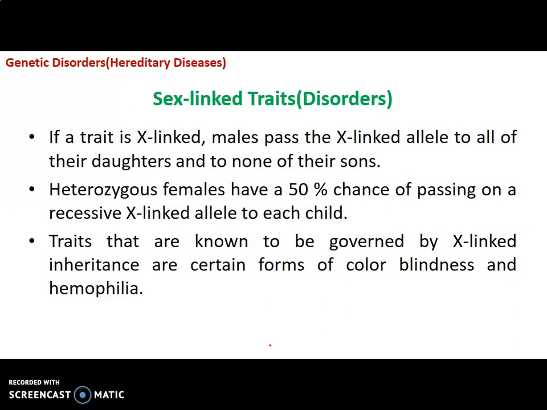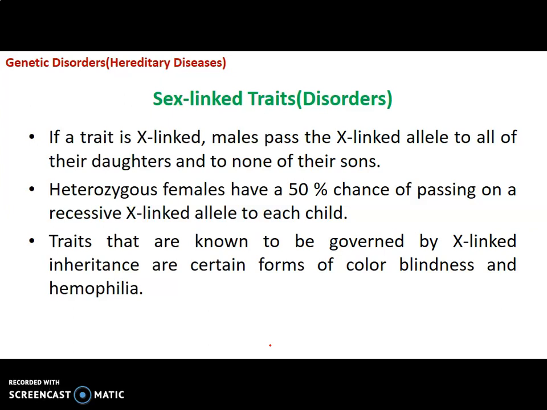Now, the next one we are going to look at is sex-linked traits, or sex-linked disorders. We have two major sex-linked disorders, which are colorblindness and hemophilia. Sex-linked disorders always occur in an opposite way, in which a female transfers her X link to the male child, while the male transfers his X link to his daughters, and won't pass it to his son.